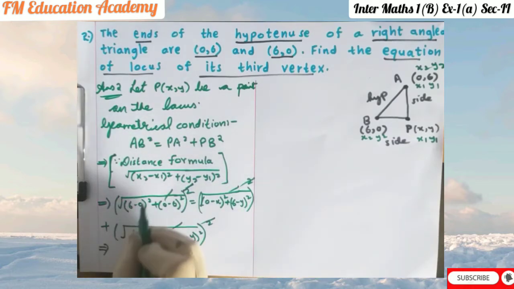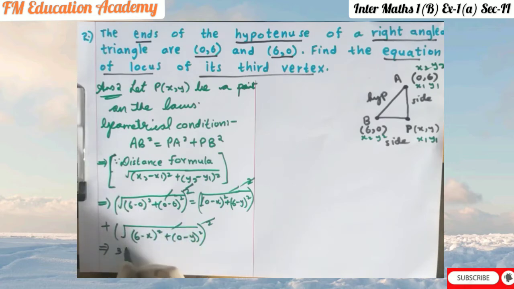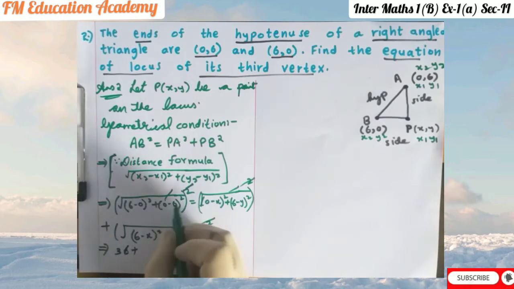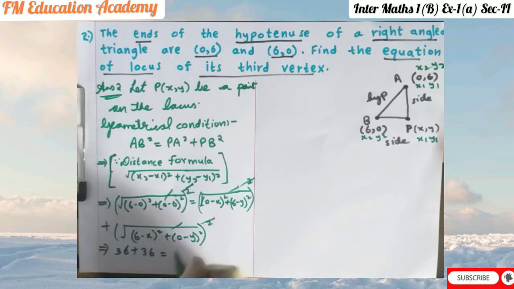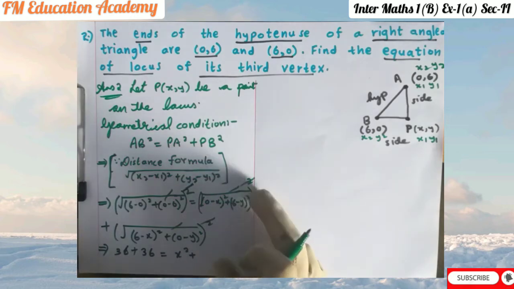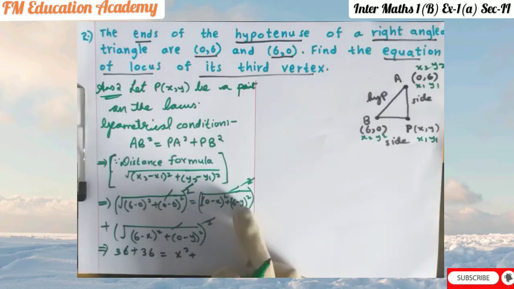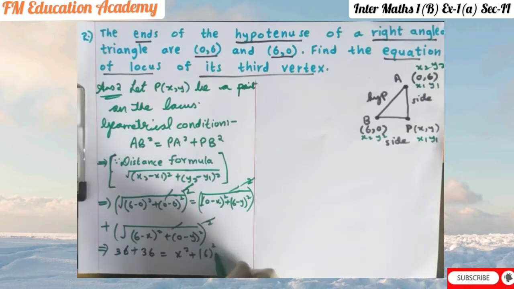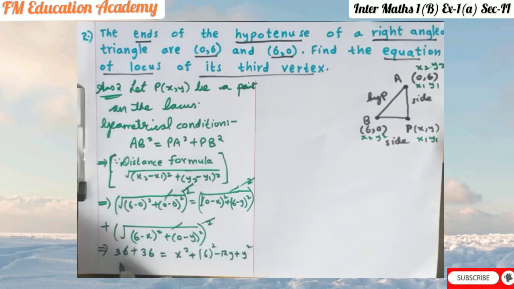What do we have here? 6 minus 0 means 6 whole square. 6 whole square is 36 plus again 0 minus 6 is minus 6. Minus 6 whole square is 6 sixes are 36, is equal to minus x whole square, which is x square, plus this is (6 minus y) whole square. This is the form of (a minus b) whole square. What is (a minus b) whole square? a square, that is 6 square, minus 2ab, that is 2 into 6 into y, 2 sixes are 12, 12y, plus y square, plus (6 minus x) whole square.